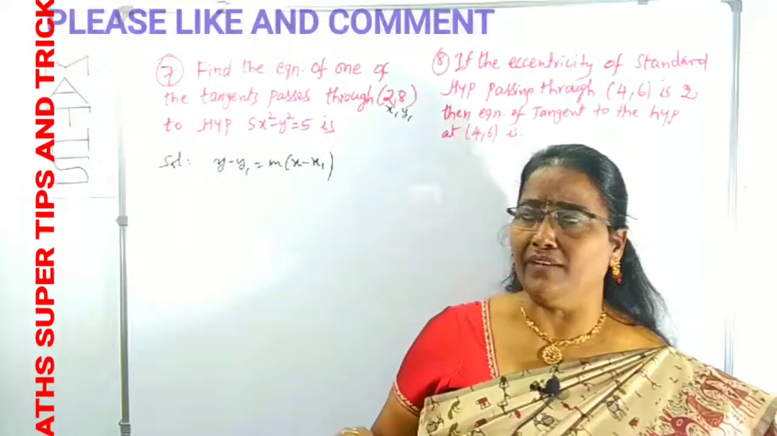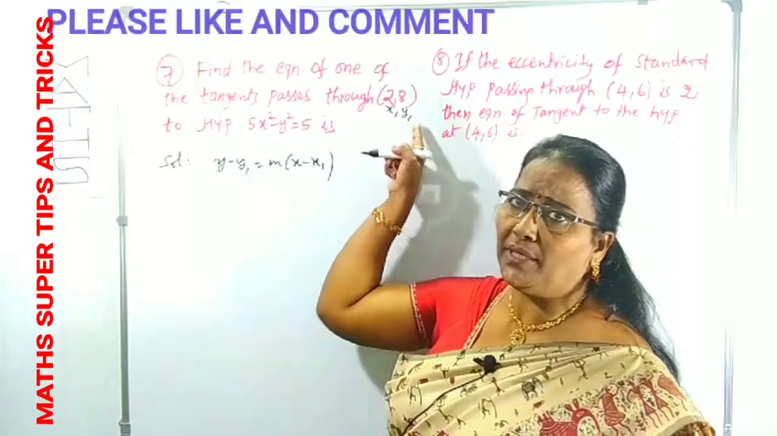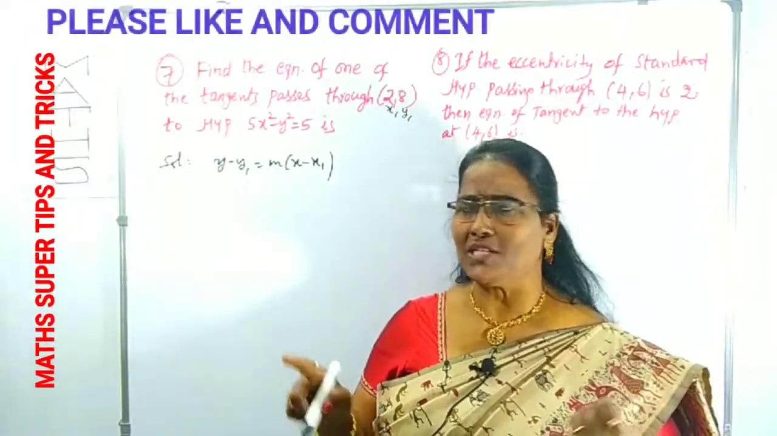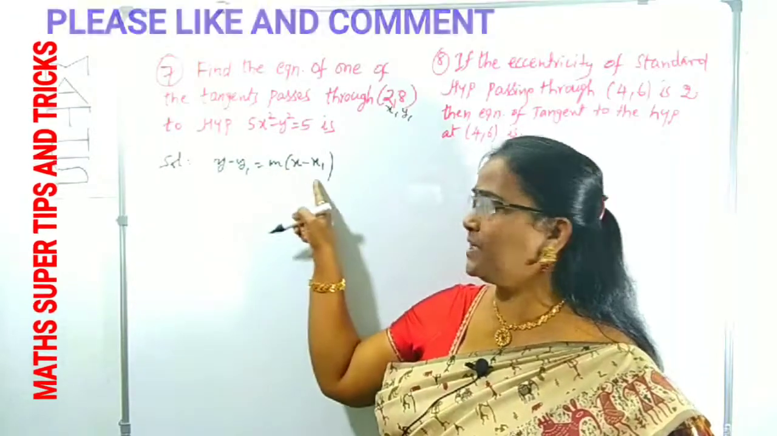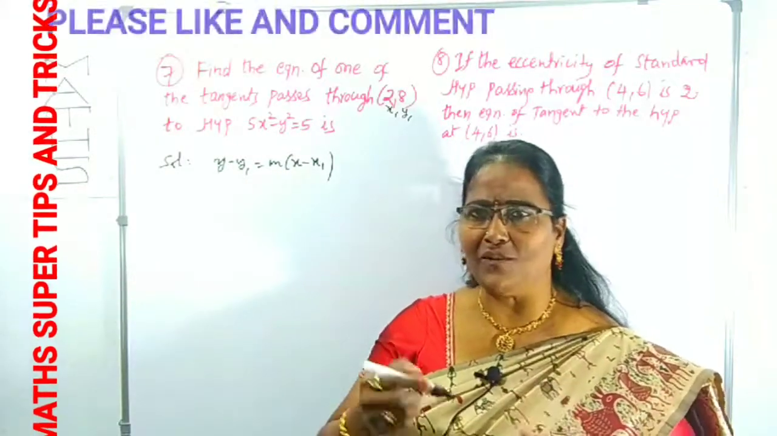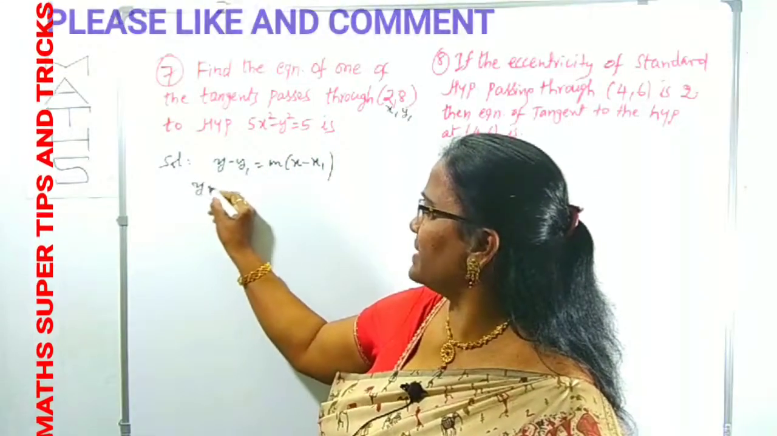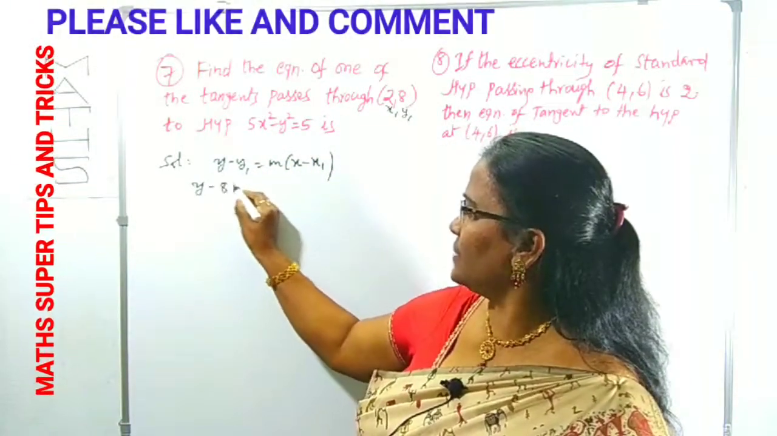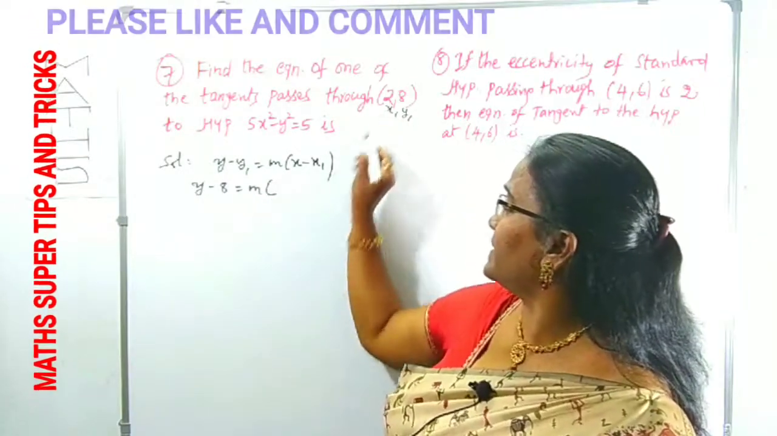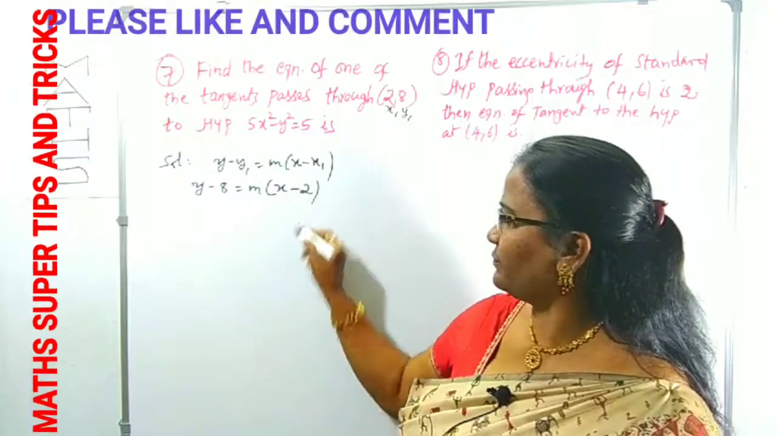We can choose the line which is passing through the point (2, 8). We don't know the slope, so we use the slope as some m. By using this formula, we can get one of the straight lines. Clear? Now substitute here: y minus y1, that is y minus 8, is equal to m of (x minus 2), right?